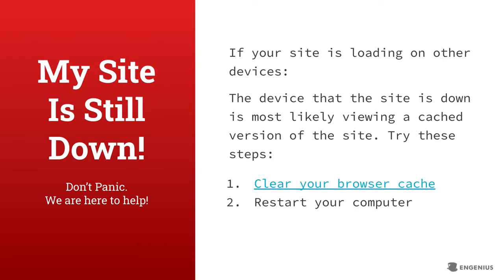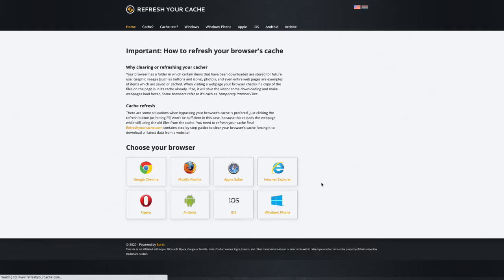If your site is loading on other devices, the issue is most likely isolated, which means the site is not down across the internet. So what's most likely happening is the device that the site is down on is viewing a cached version of the site. So 2 steps you can take is, number 1, clearing your browser cache. And click this link here for a guide to clear your browser cache.